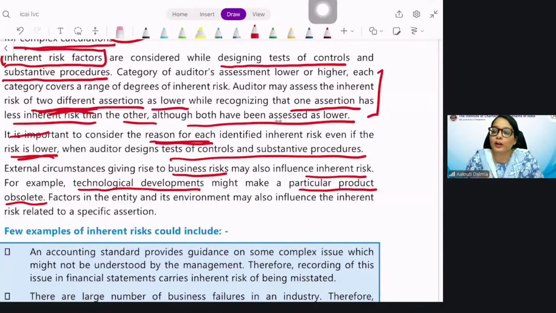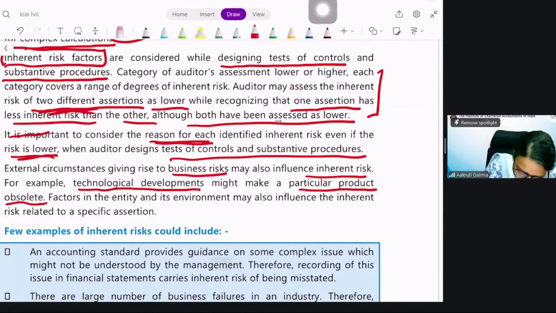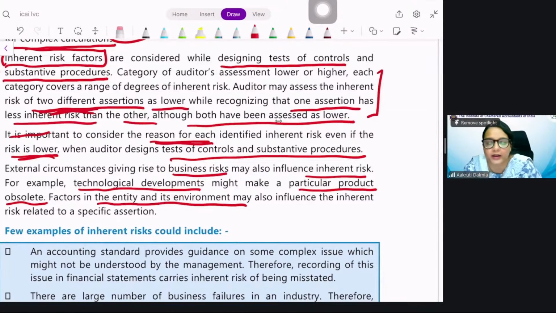But then they couldn't keep up with the technological development of full touchscreen phones, new OS, Android and Apple phones. So what happened? Their product became obsolete. Yes or no? So all these factors, entity and environment factors, can also create inherent risk. Okay. This can also create inherent risk.